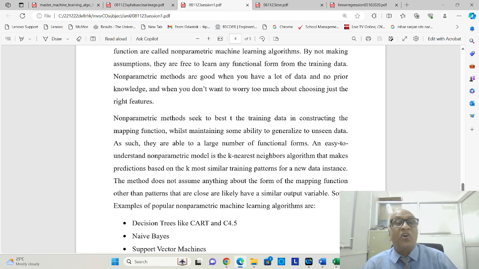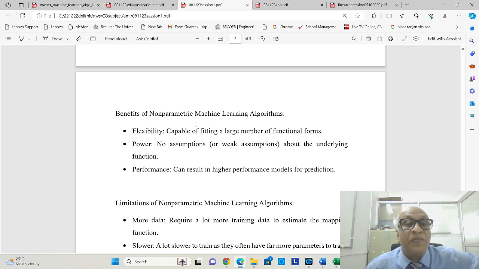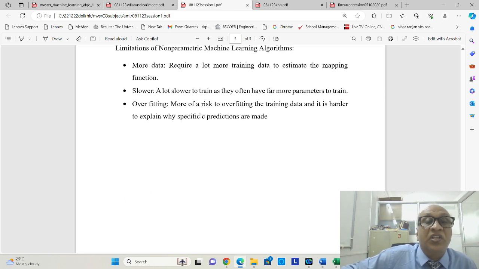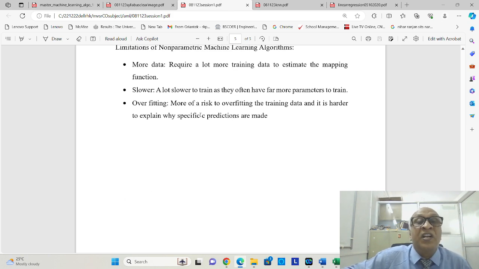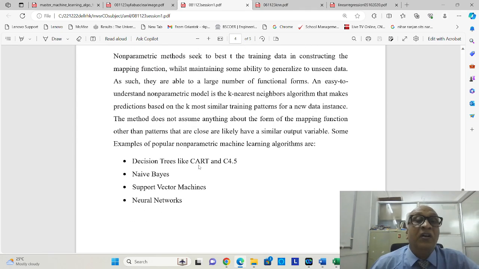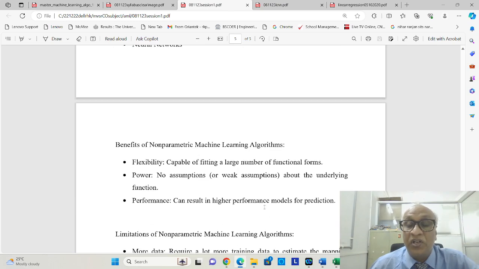All these fall under non-parametric methods. Why do we go for non-parametric machine learning algorithms? They are more flexible, they have more power, they have more performance. What may be the limitations of non-parametric machine learning algorithms? They require more data, they are a bit slower, and they can overfit. These are the limitations or disadvantages of non-parametric models.